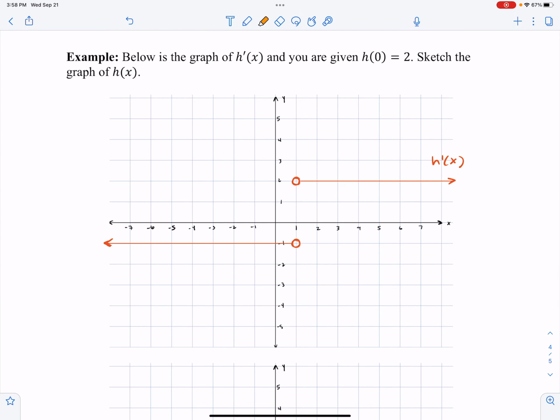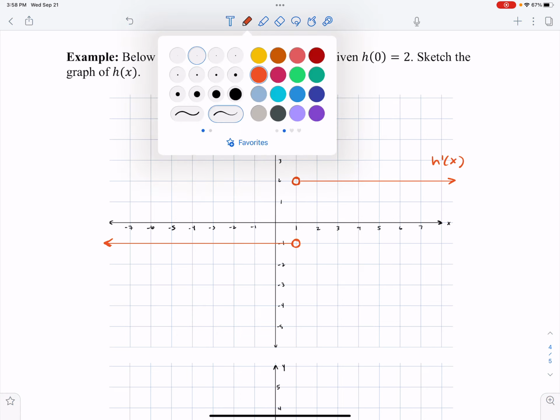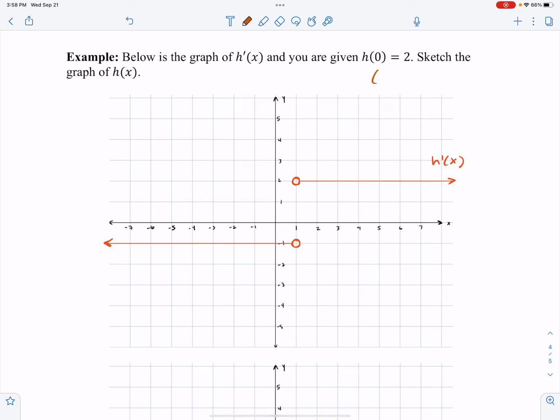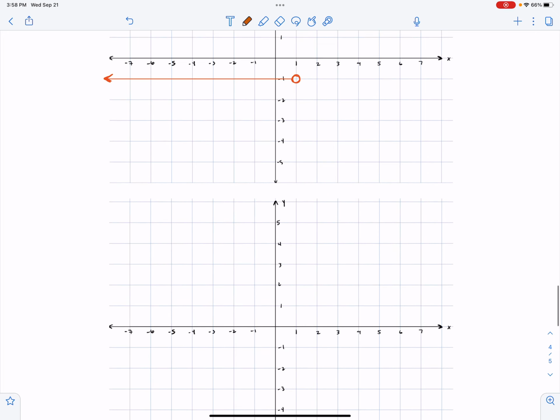Okay, a little bit different question. Below is the graph of h prime, and you are given h of 0 is equal to 2. So h of 0 equal to 2, that represents the point (0, 2) on the graph of h. So I can go ahead and graph that point. That's helpful.